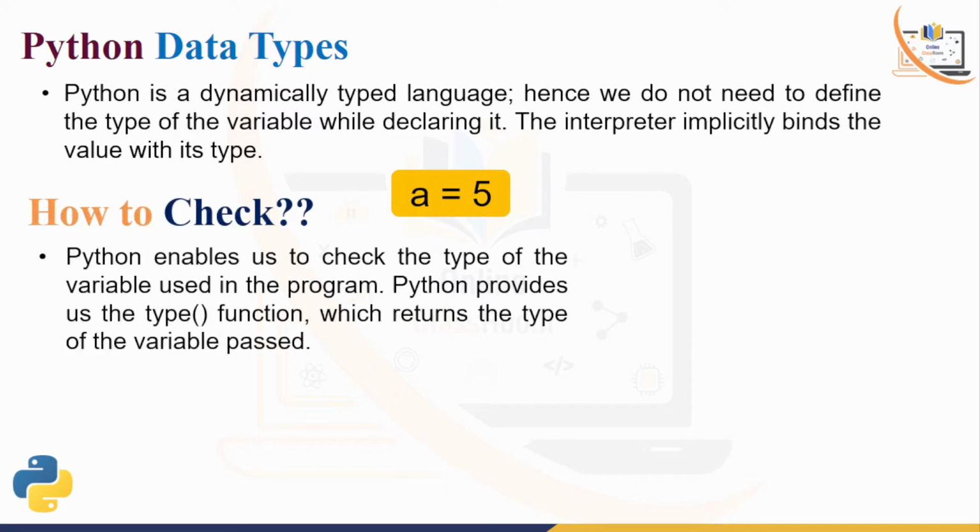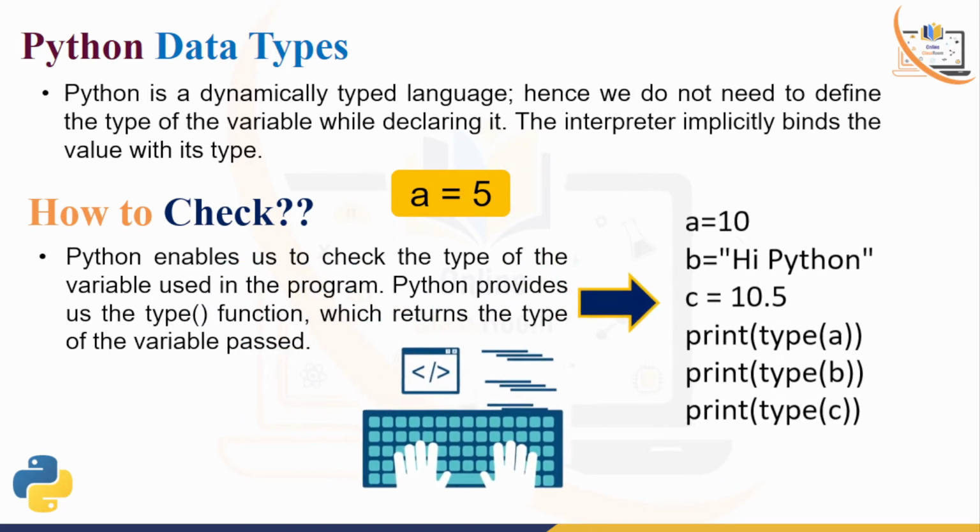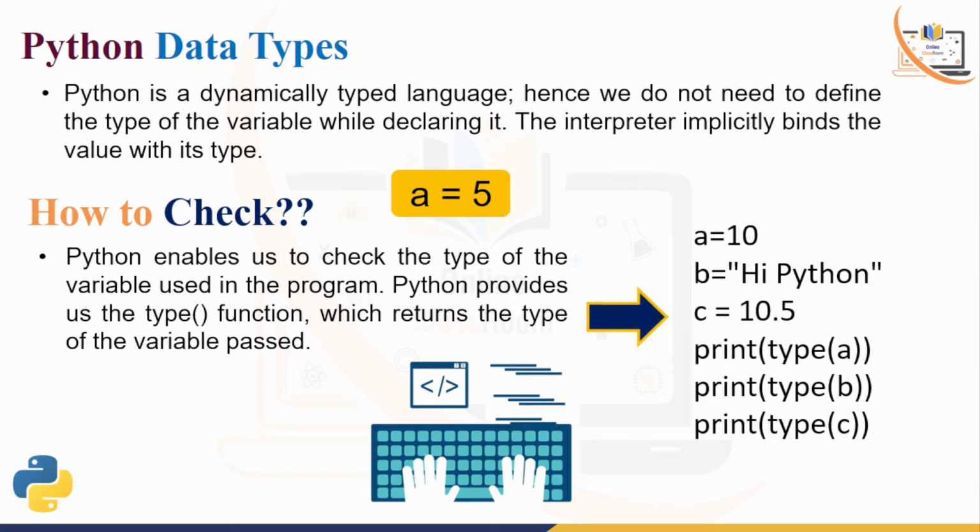Python enables us to check the type of a variable used in a program. Python provides the type function, which returns the type of the variable passed. So if we go to a simple program, suppose a equals 10, b is a string, "hi Python", and c equals 10.5. Here a is an integer, b is a string, and c is a floating point number.